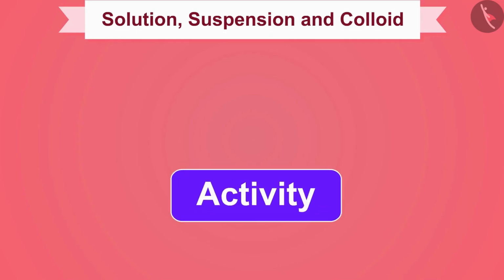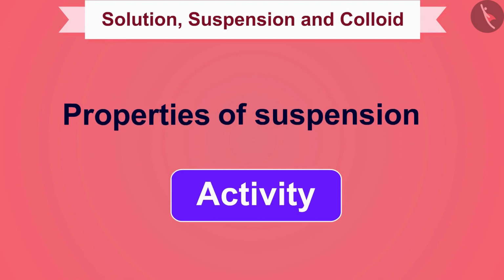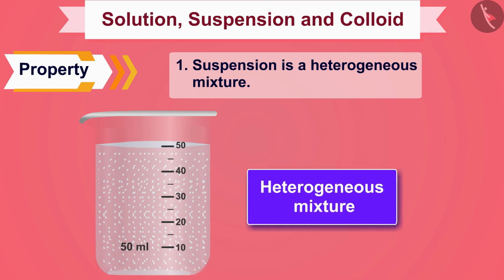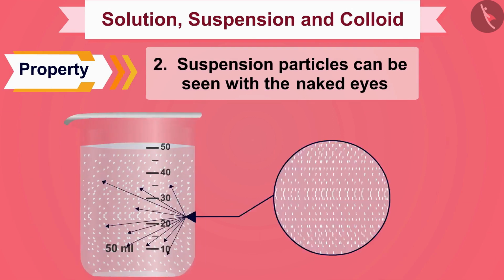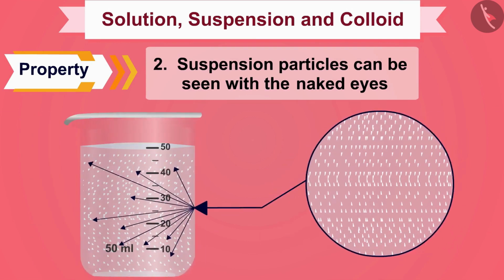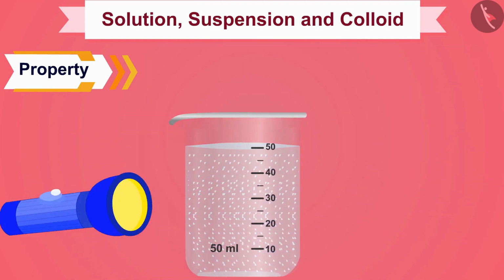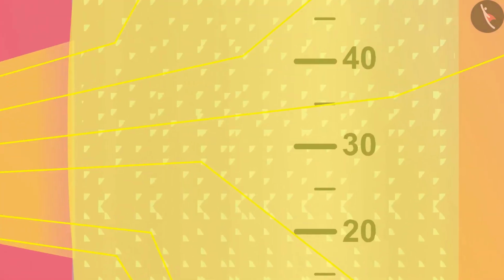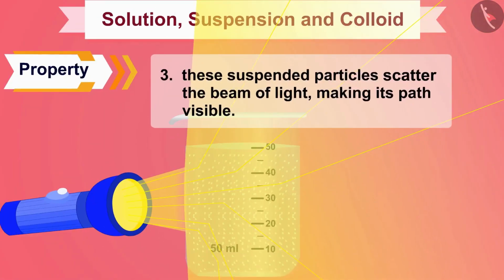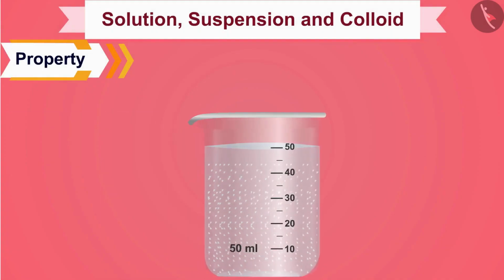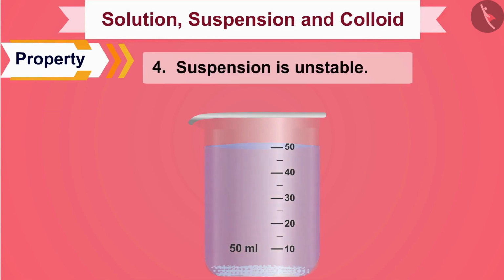Through this activity, we can see the properties of suspension. 1. Suspension is a heterogeneous mixture. 2. Suspension particles can be seen with the naked eye. Now, if we pass a beam of light with the help of a torch through this suspension, we will find that these suspended particles scatter the beam of light, making its path visible. Solute particles settle down when left undisturbed. That is, suspension is unstable.